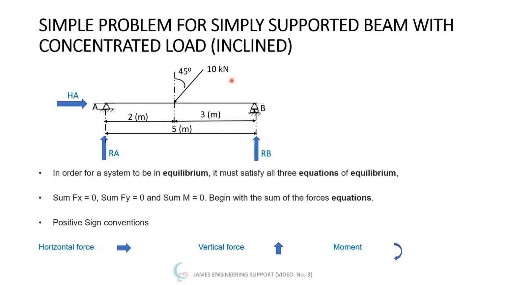We are considering 10 kilonewton of load which will be acting at 45 degrees from the vertical plane, at a distance 2 meter from hinge support A, and the total length of the beam will be 5 meter. HA is the horizontal reaction, RA and RB will be the vertical reactions. So we will first resolve the inclined force in vertical and horizontal direction. 10 multiplied by cos 45 will be equal to 7.07. It will be the vertical force. Then 10 multiplied by sine 45, which will be equal to 7.07 kilonewton, will be the horizontal force.